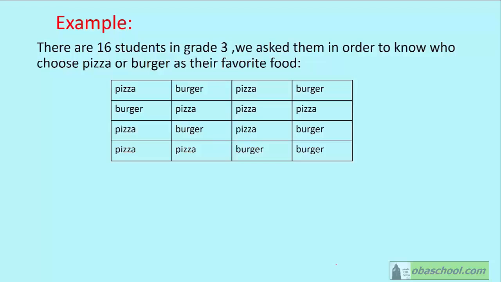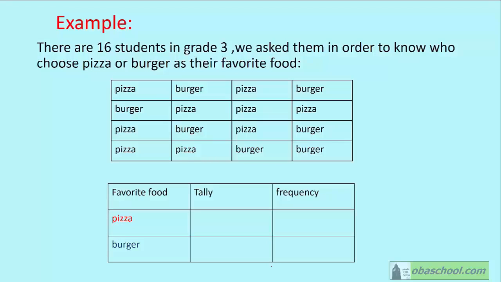So the example says there are 16 students in grade 3. We asked them in order to know who chose pizza or burger as their favorite food. This table shows the results distributed between pizza and burger. But now we have to use the tally marks in order to count and see which was in more favor.